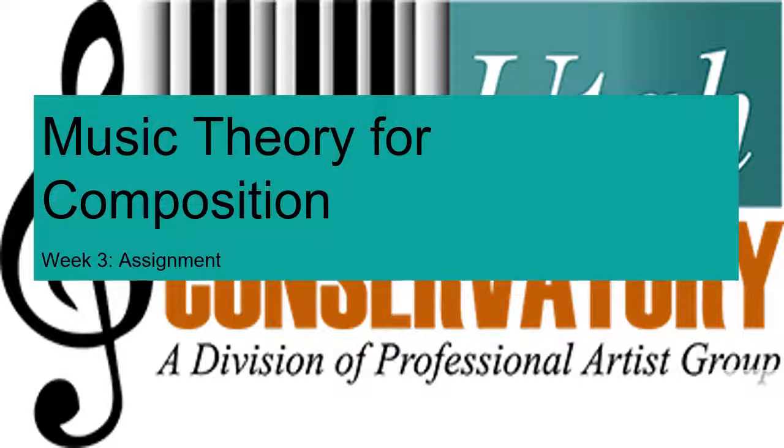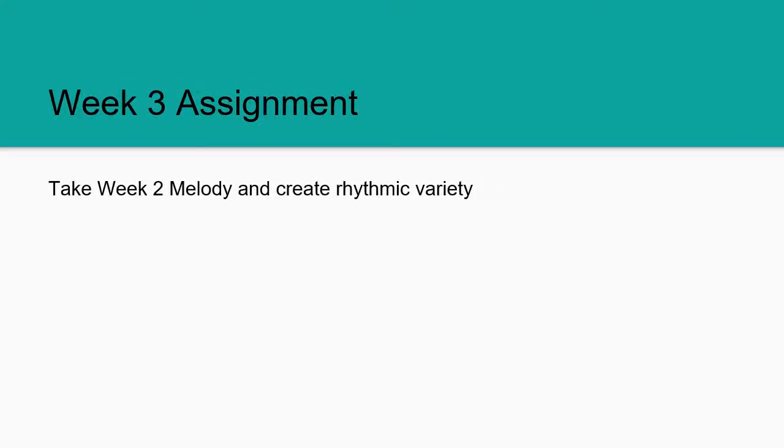This is one of our Week 3 videos in our Music Theory for Composition course, and today we're going to be talking about the Week 3 assignment. The composition assignment for this week is to take the melody we created in Week 2 and to create rhythmic variety. To create this variety and still have it sound pleasing to the ear, there are some rules for this assignment, as there were for last week.